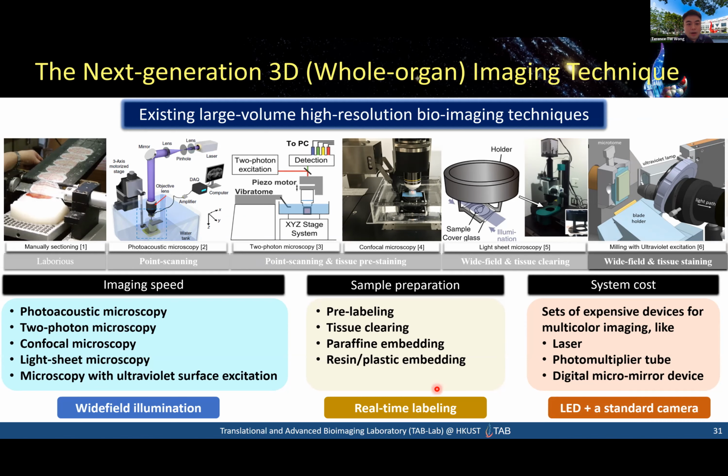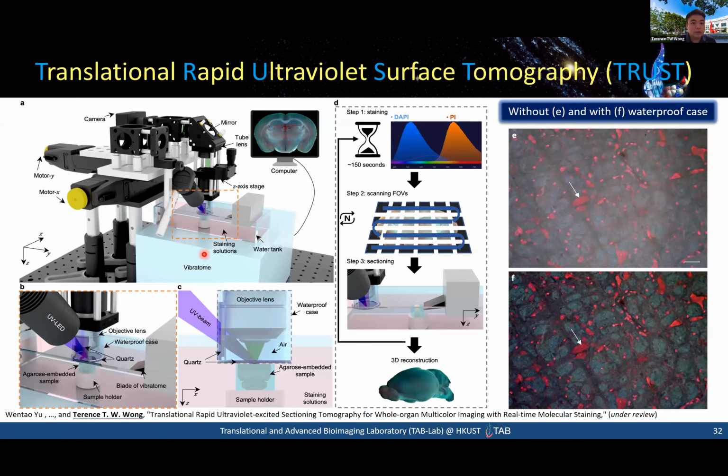All right, so that's really what we propose. This is a technology proposed by us called TRUST, Translational Rapid Ultraviolet Surface Excitation. So why do we call it translational? Because it's really low cost. We have only an LED as the excitation light source, and because it's wide field, borrowing the idea of MUSE, we don't really have to do real optical sectioning. The optical sectioning is really by the excitation, and also the surface staining of the tissue during this staining process.